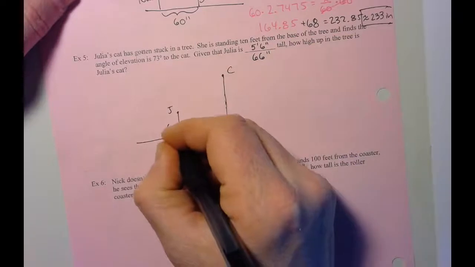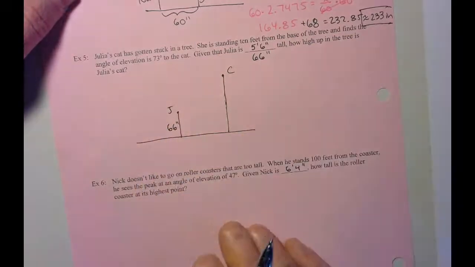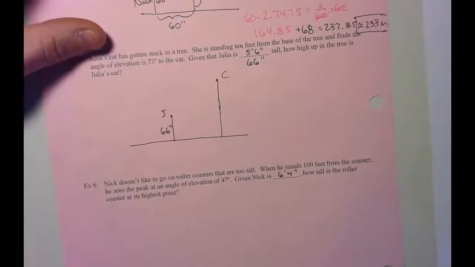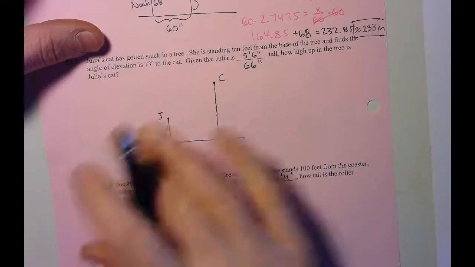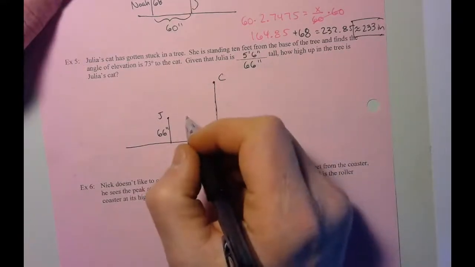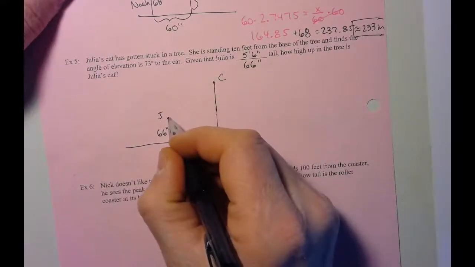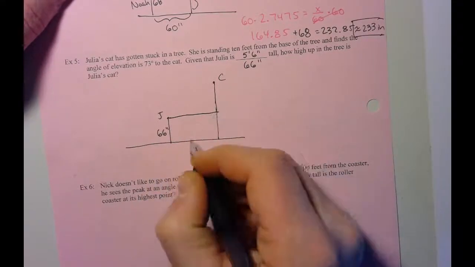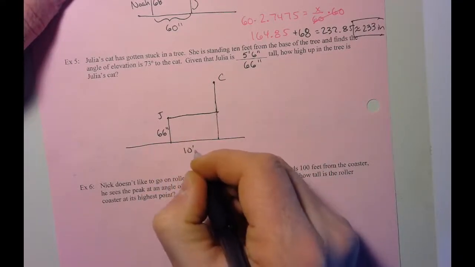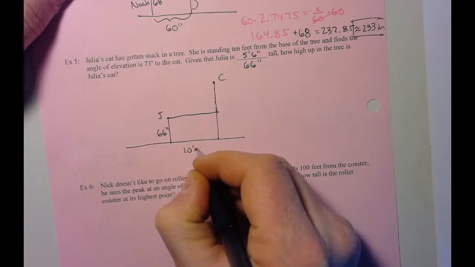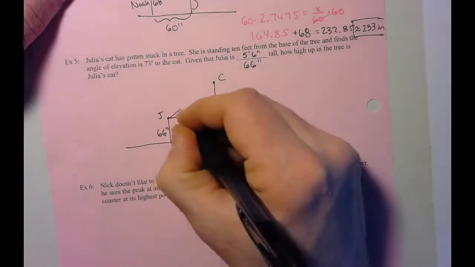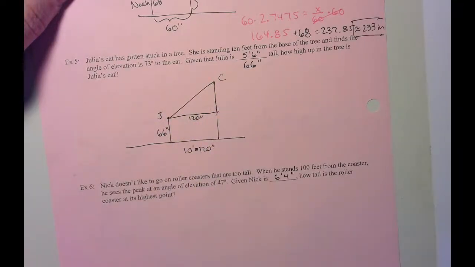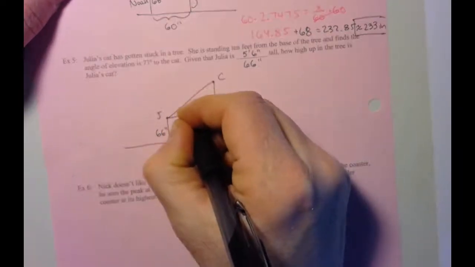We're just going to put everything into inches so that we don't have to deal with feet, which is kind of annoying. It's 12 inches in a foot, so just change it to inches to make it easier. She's 10 feet from the base, so 10 feet right here. I am going to change that to 120 inches, and the angle of elevation is 73 degrees.